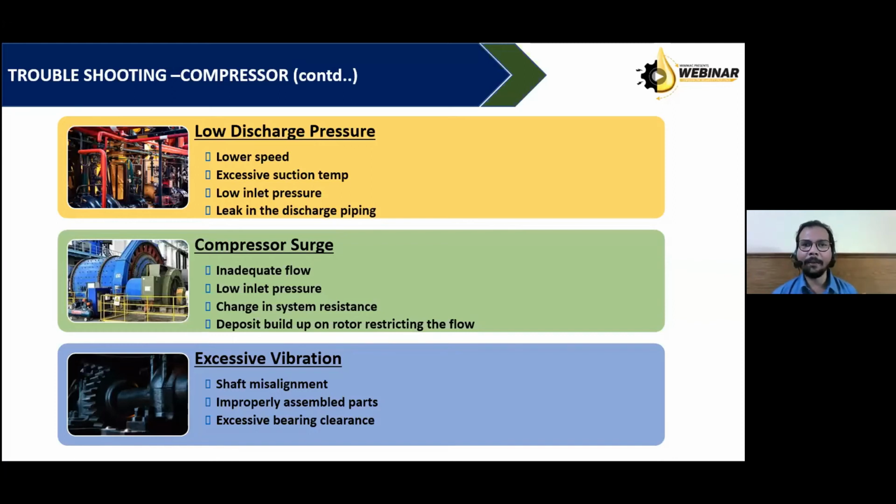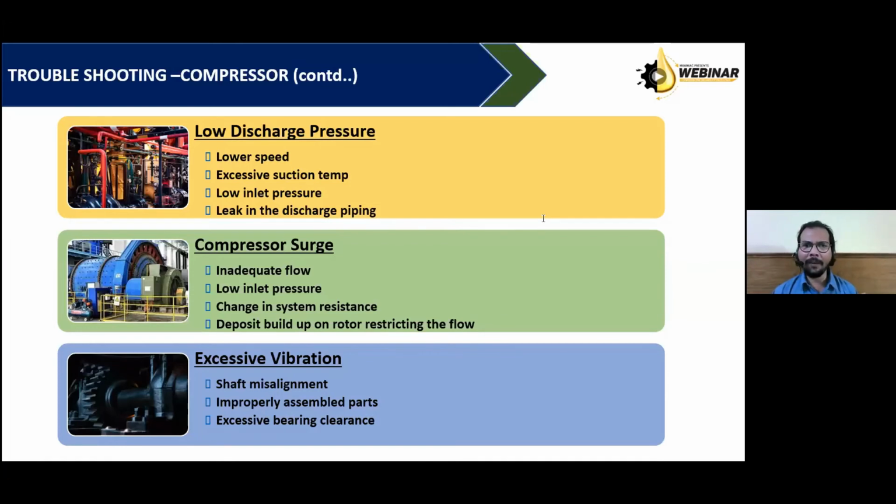Then excessive suction temperature. Suction filters of compressors are normally ignored, and we have seen practically that people take out the suction filter, blow it with compressed air and reuse the filter. Suction filter we should never reuse. It is one-time usable. When DP is high, replace the filter. Please, we request, don't do air blowing or clean the filter manually and fix it back unless it is recommended by the OEM.